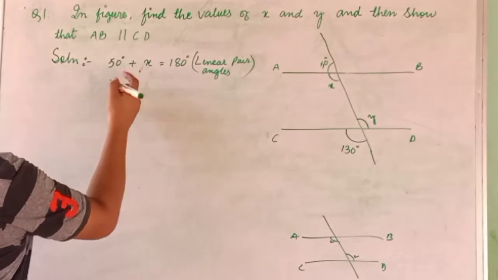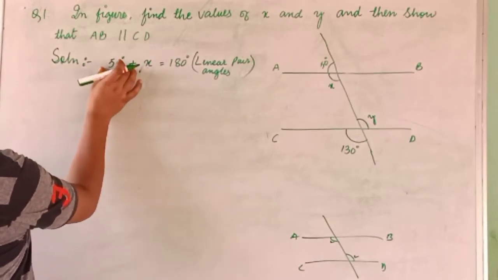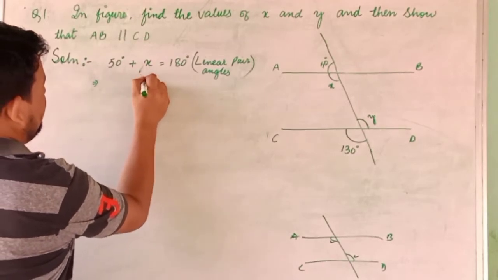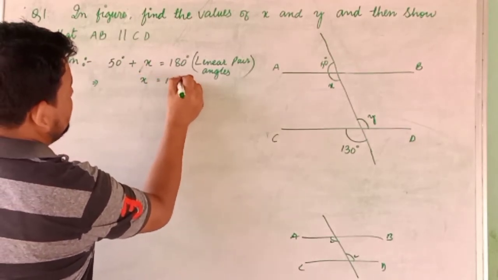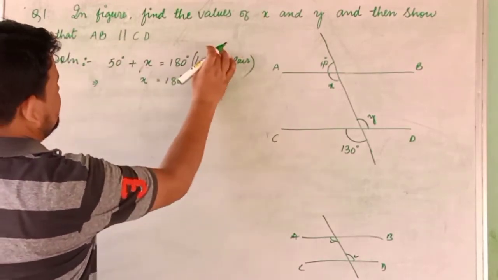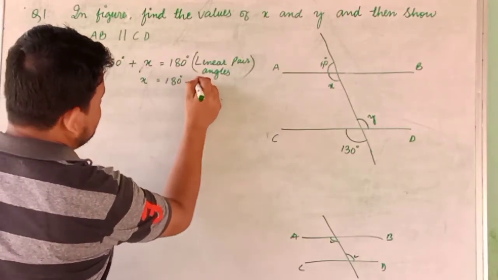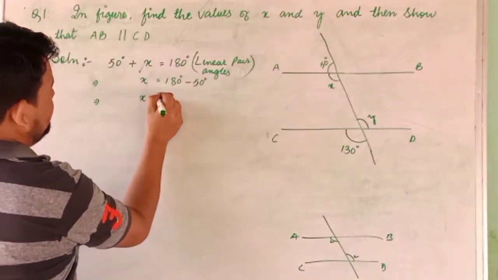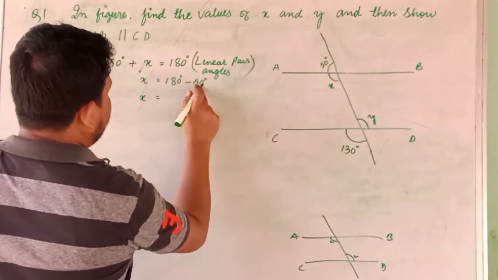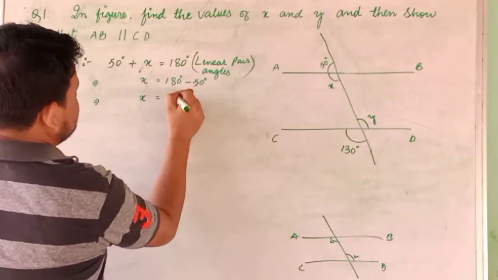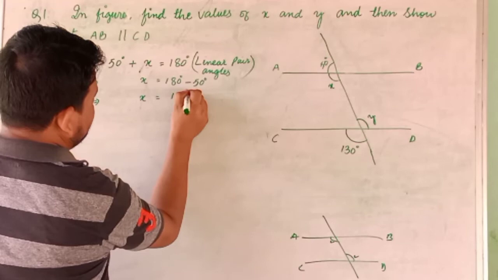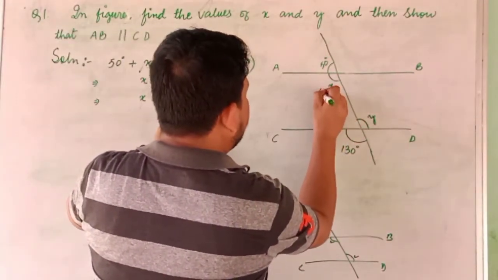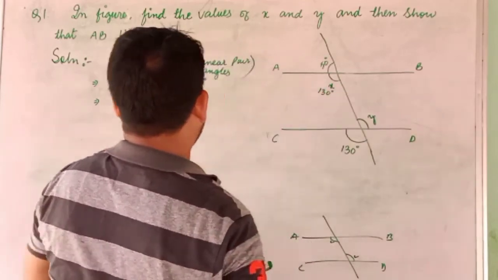So now let us solve. Take out the value of x from here. So plus 50 degree will transfer to the right hand side. Then here remains only x is equal to 180 degree. Plus 50 degree coming to the right hand side will become minus 50 degree. Okay, then our x is equal to how many now? We'll have 180 minus 50 is 130 degree. Then the value of x is how many degree? 130 degree here. Am I right?